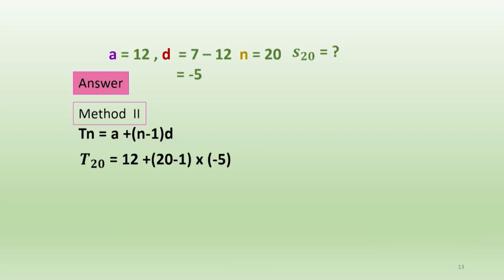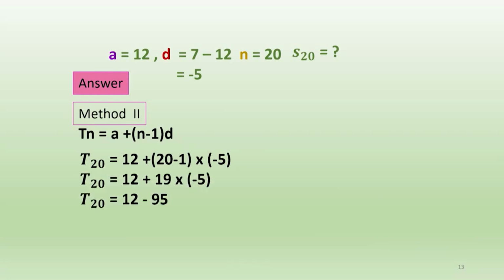Here T20, because we have to find the sum up to the 20th term. So we have to get the sum of first 20 terms. So what will be the last term? Last term is the 20th term. So we have to find T20. That will be the last term. Then we substitute the values we know and we can find the last term, that is T20.